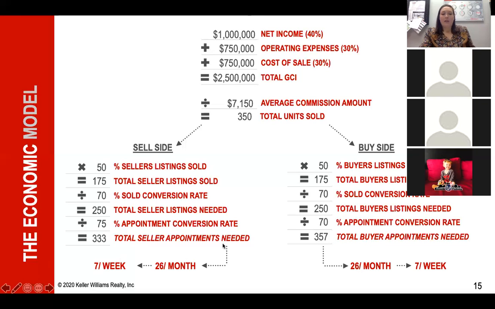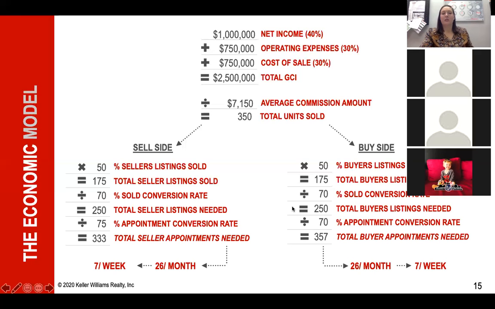Now, after they look at the appointments, they divide it by the month and the week. So each week, for this team to achieve the net income of $1 million over the next 12 months, they need to go on 7 listing appointments and 7 buyer appointments to achieve their goal of 350 units, 175 being buyers and 175 being sellers. Does everybody understand the basic premise of the formula?